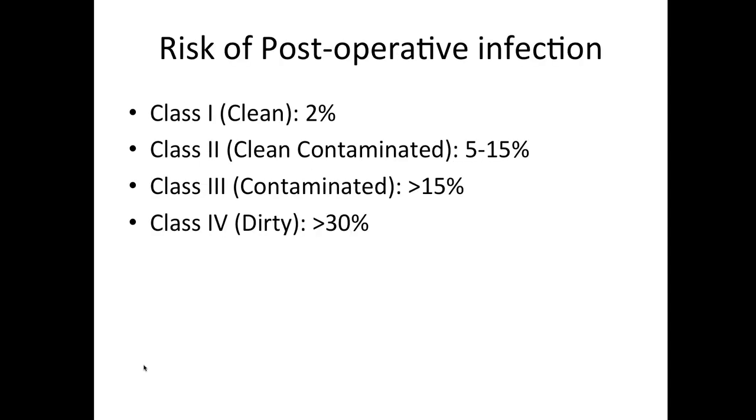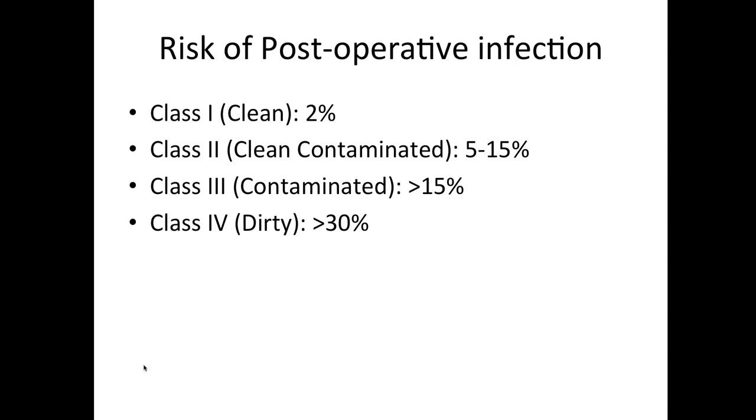If we look at the percentages of the different classes of wound classification, we will see that Class 1, which is also known as a clean type of classification, will have a 2% chance of infection. Class 2, which is also known as clean contaminated classification, will have a 5 to 15% chance of infection. Class 3, known as contaminated, would be greater than 15%, and Class 4, being a dirty type of classification, would mean that there's a greater than 30% chance of infection.